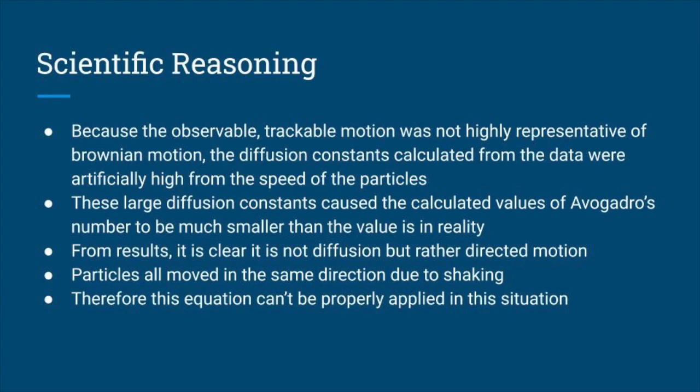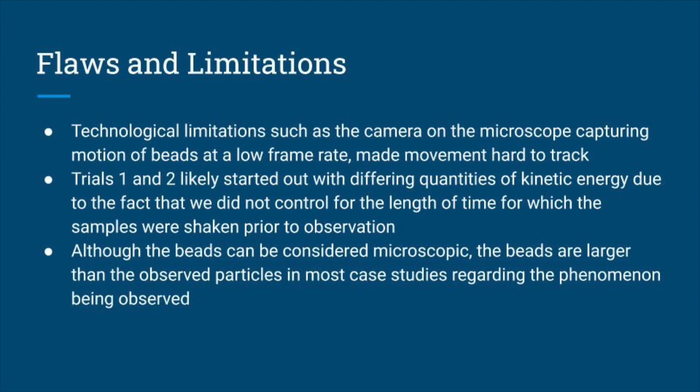Because the observable trackable motion was not highly representative of Brownian motion, the diffusion constants calculated from the data were artificially high from the speed of the particles, hence why Avogadro's number is so low relative to its actual number. These large diffusion constants cause the calculated values of Avogadro's number to be very much smaller than it really is. Flaws and limitations had a large impact on our results.